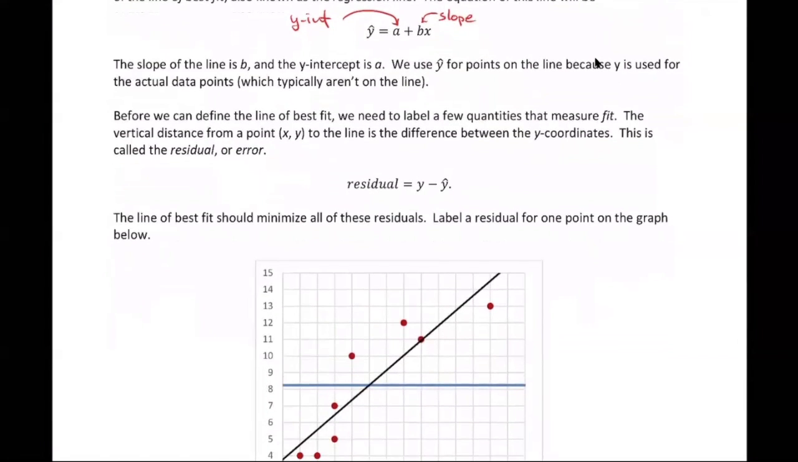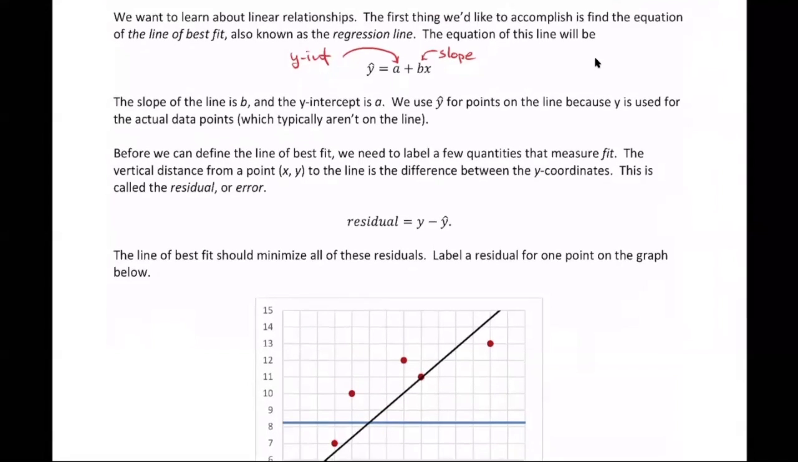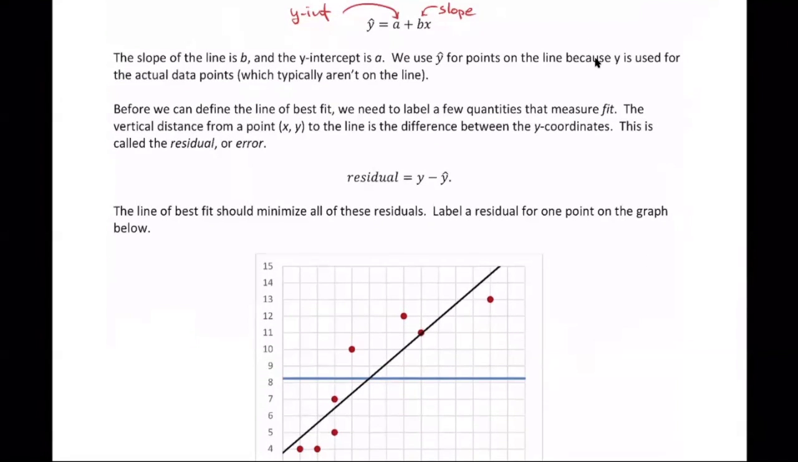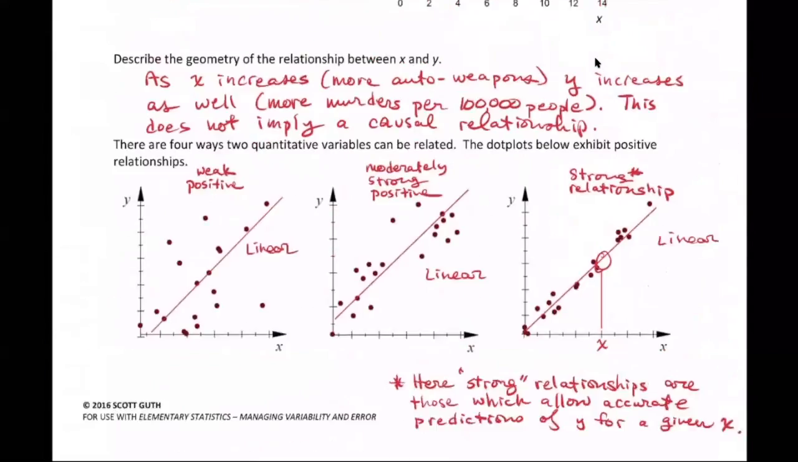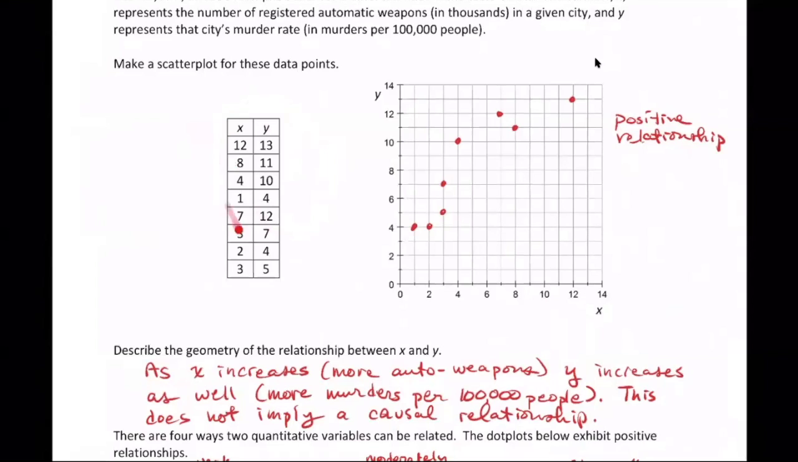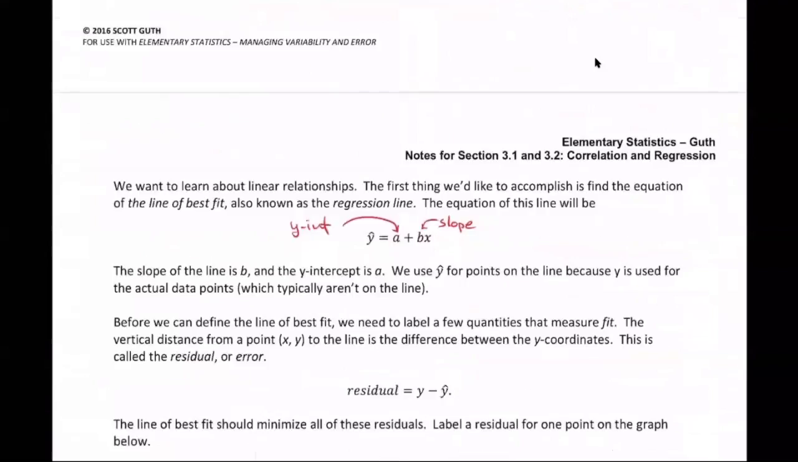Also, the Greek letter for A is alpha, and that's already used, but we're not going to do inferences on A, though sometimes we do inferences on the slope. Anyway, the slope of the line is B, the y-intercept is A, and we use y hat for points on the line because y is used for actual data points. So you're going to have a y hat, which is the y value on the line, but it's not going to be y, because those are actual data points here. Got it? So y hat is sort of a predicted value of y.